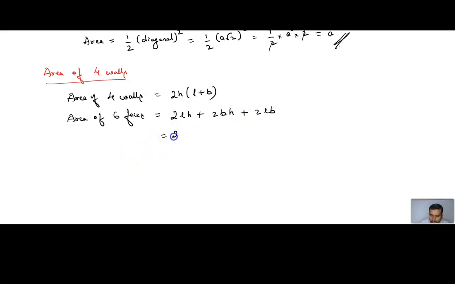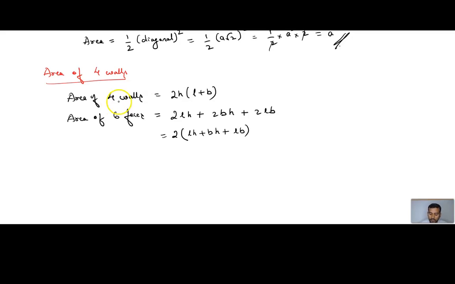So, directly we can write as 2 into (LH plus BH plus LB). So this is the formula we can use to find the area of 6 faces.